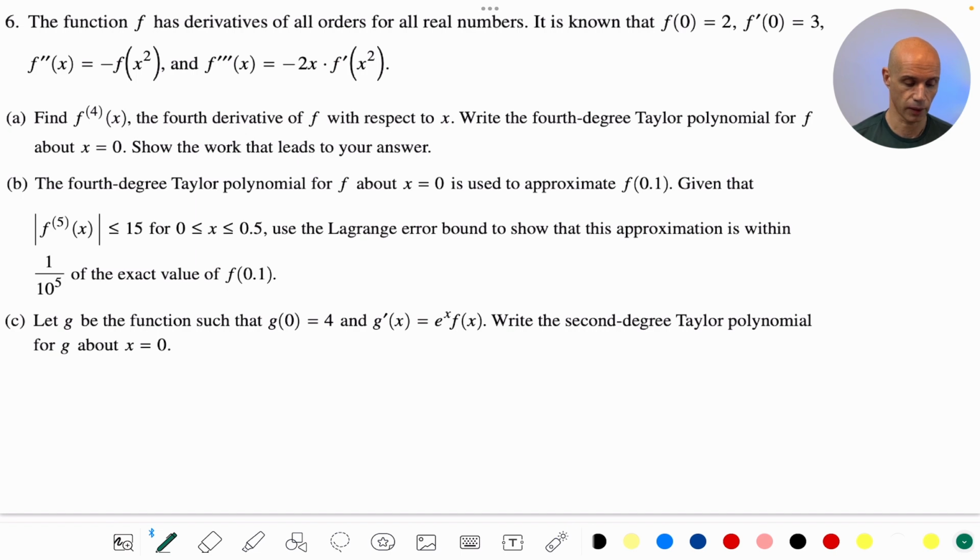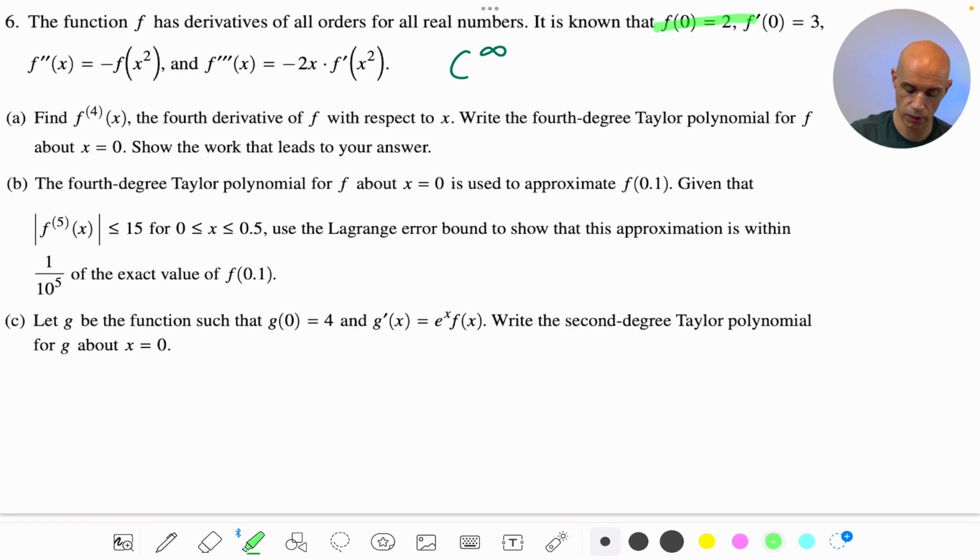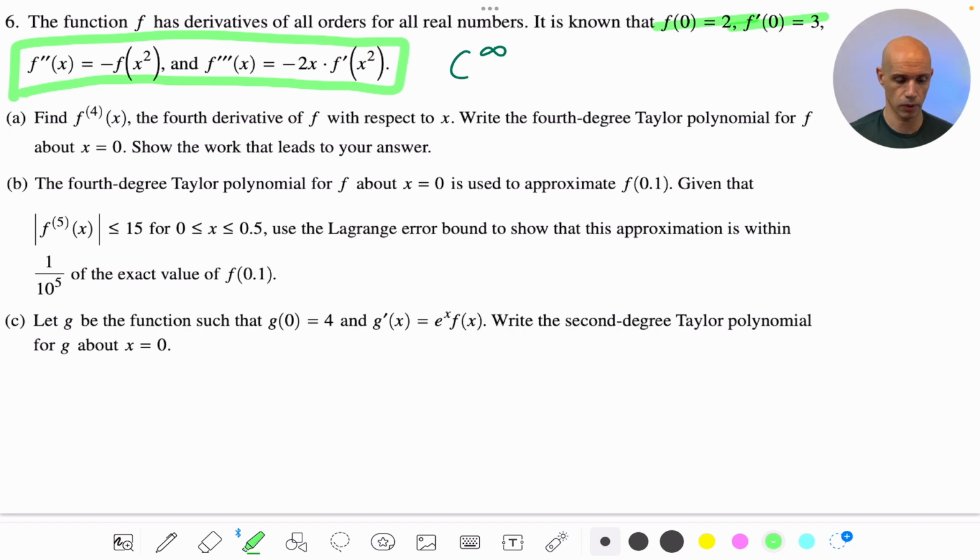But let's go. We have a function that has derivatives of all orders. This is also called C infinity, but that's just a bonus. It is known that the function, this is important, right? We want to highlight here that we know something about it. The value at 0 is 2, the derivative, the slope at 0, is 3, and then it has this special relationship, which is pretty cool, right? A little bit like, ooh, what's going on here? But anyway, that's how it is.